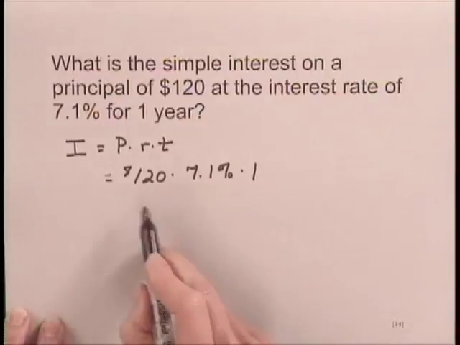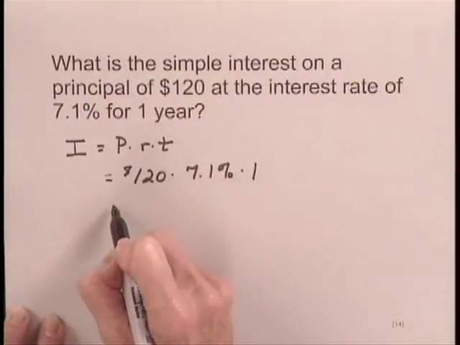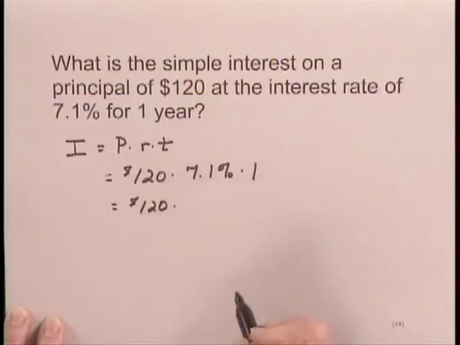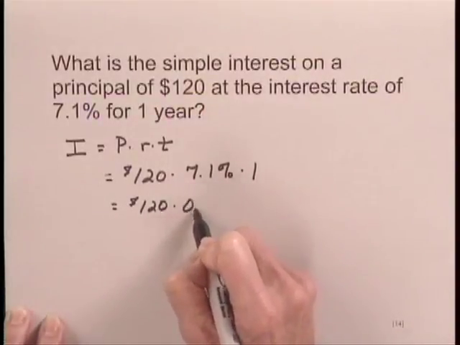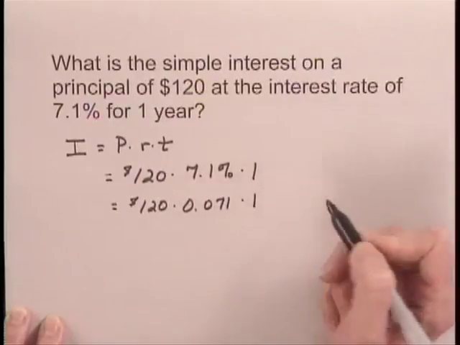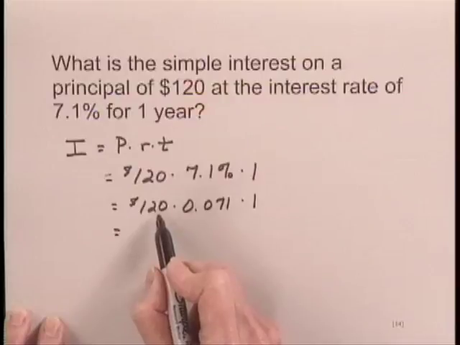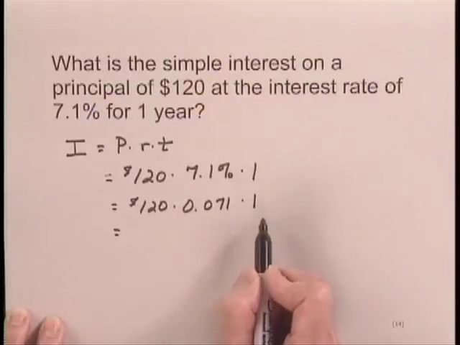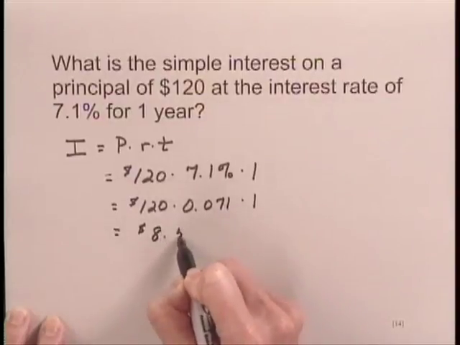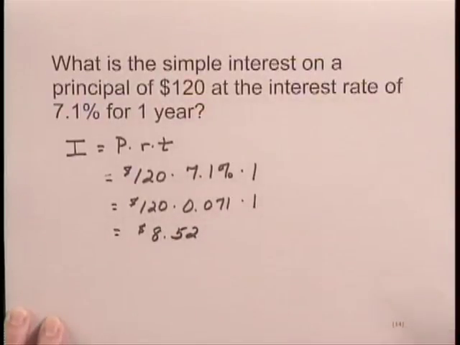And now we want to perform this computation. And to do that, we will first write 7.1% in decimal notation. We'll write 0.071. And now we can go ahead and multiply 120 times 0.071 times 1, and we get $8.52. So this is the simple interest.